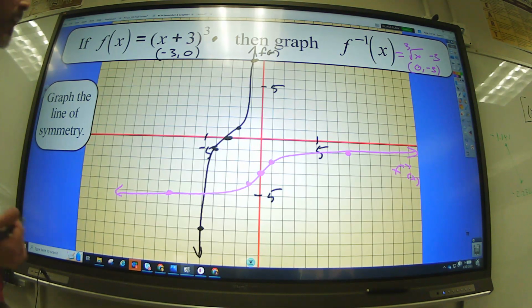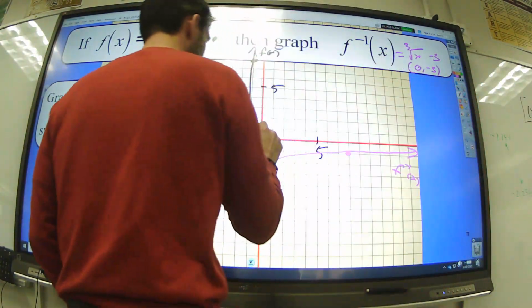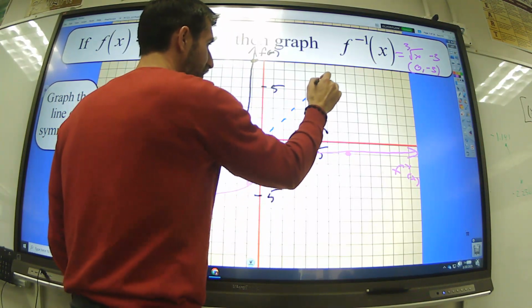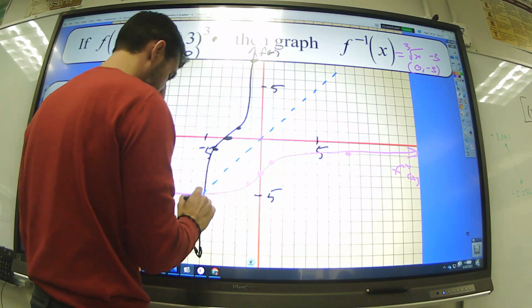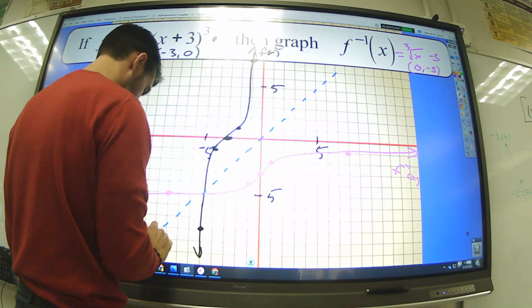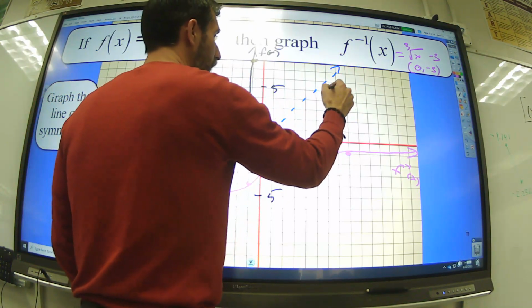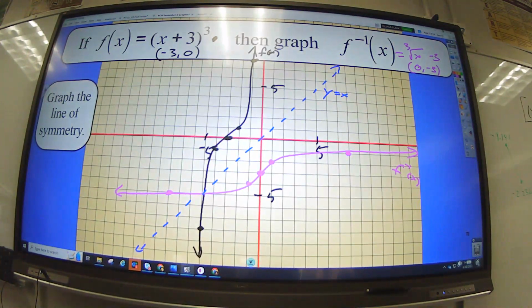Now we've got to do the line of symmetry, which I'll make blue. 0, 0, 1, 1, 2, 2, 3, 3, 4, 4, 5, 5, 6, 6, 7, 7, right? And label that y equals x. So I know that's the line of symmetry, but that's pretty self-explanatory because the line of symmetry will always be y equals x.